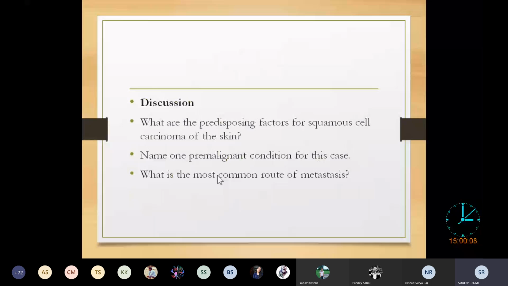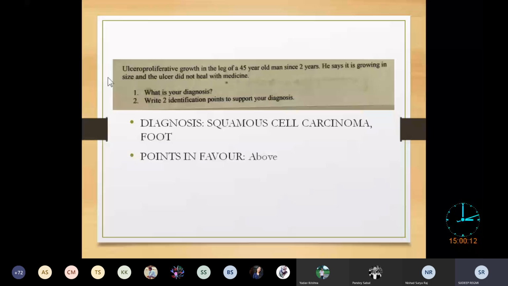A question can be asked this way. Ulceroproliferative growth in the leg of a 45-year-old man since 2 years. He says it is growing in size and the ulcer did not heal with medicine. That means he is also having a non-healing ulcer for 2 years. What is the diagnosis? And write 2 identification points to support your diagnosis. So you can write this.